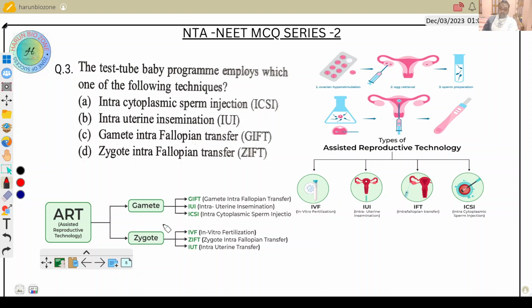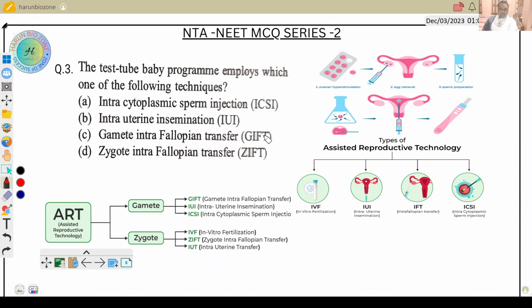But in case of zygote condition, where the test tube baby occurs, the egg and sperm are collected from different sources, then transferred into the female body. Here IVF, in vitro fertilization. In vitro means outside of the body. In vivo means inside the natural habitat or inside the body. Zygote intrafallopian transfer: after fertilization, the zygote is transferred into the fallopian tube. Okay. IUT, intrauterine transfer. Here the zygote is transferred in the uterus.